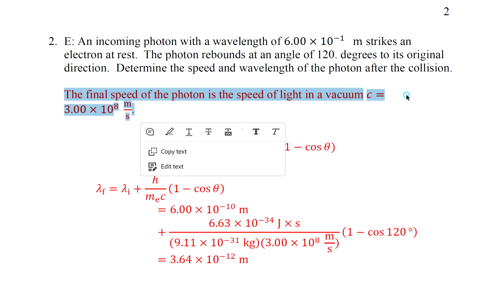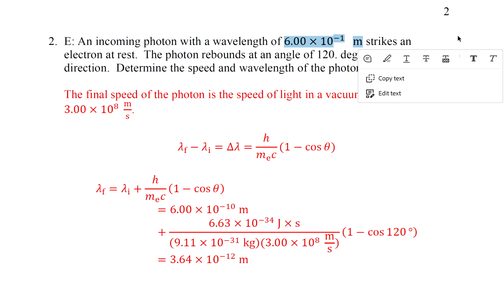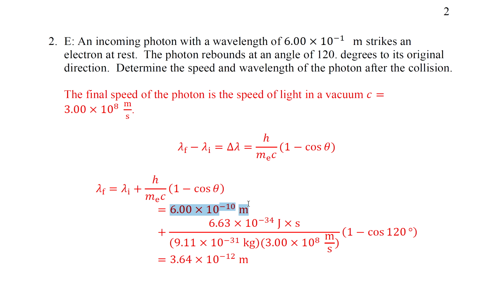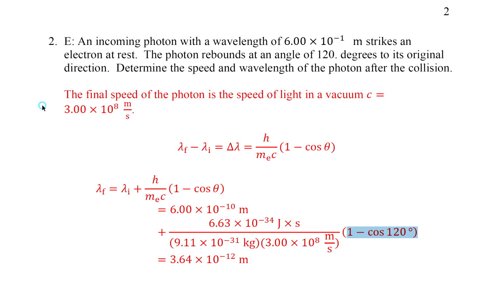Okay, so let's take a look at this equation. They gave us the initial wavelength of the photon, which is 6 times 10 to the minus 10 meters. We know h, we know m sub e, we know c. These are constants. And we know theta is 120 degrees. So plugging everything into the equation, solving for lambda sub f, we get 3.64 times 10 to the minus 12 meters. So in this case, the wavelength decreased.